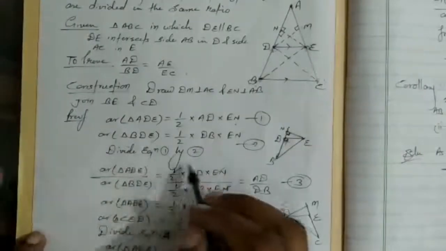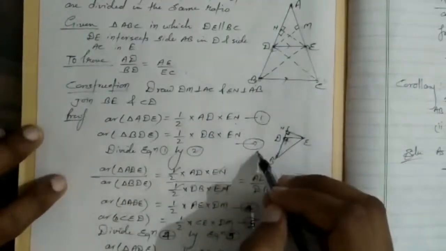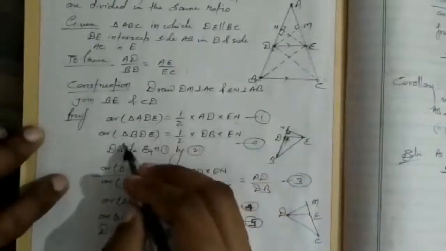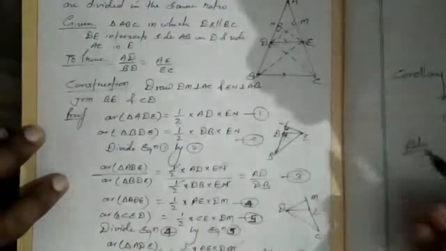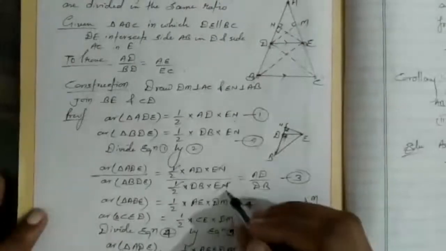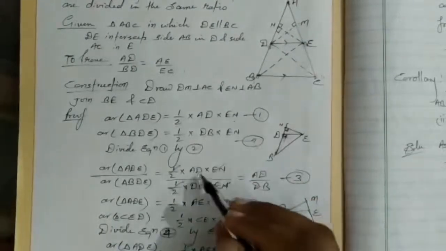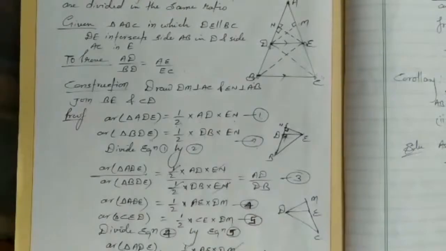Now divide equation 1 by 2. Let these equations be 1 and 2. Divide equation 1 by 2. What do you get? Area of triangle ADE upon area of triangle BDE equals 1 upon 2 AD into EN upon 1 upon 2 BD into EN. We have divided equation 1 and 2. This EN will cancel, 1 by 2 will cancel. You will get AD upon DB. Fine. Let this equation be 3.